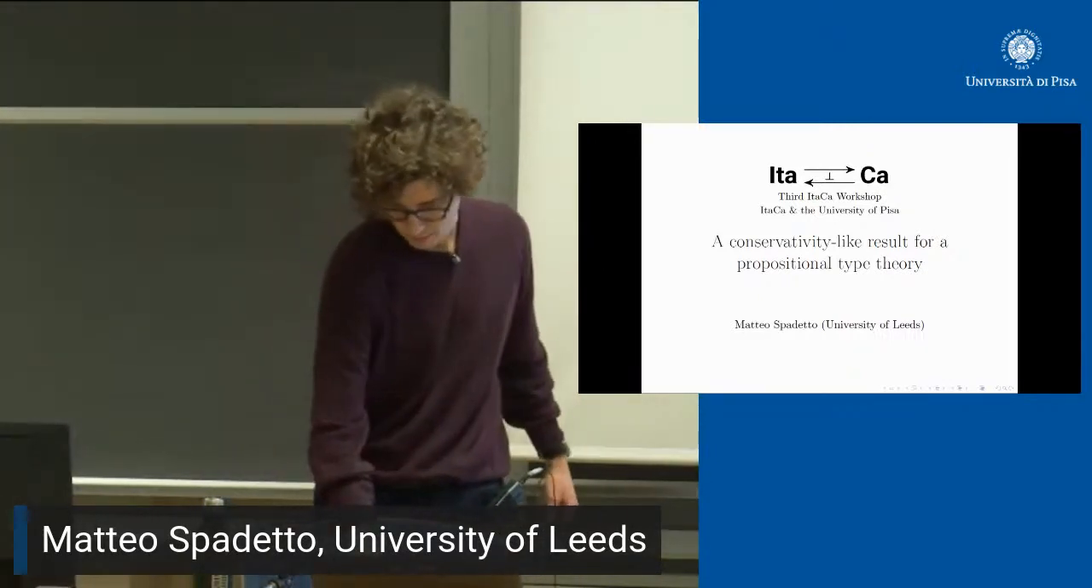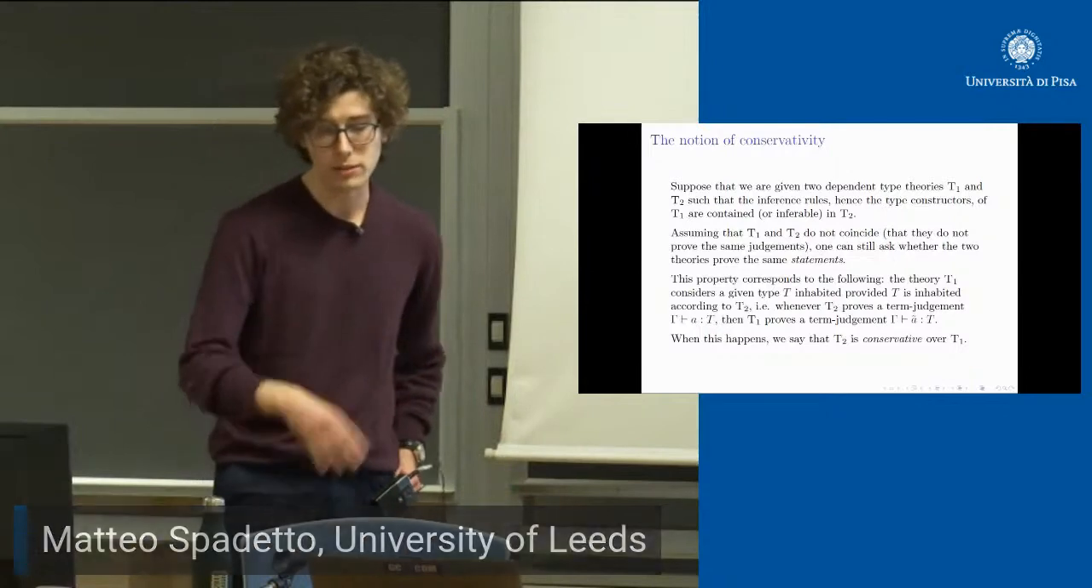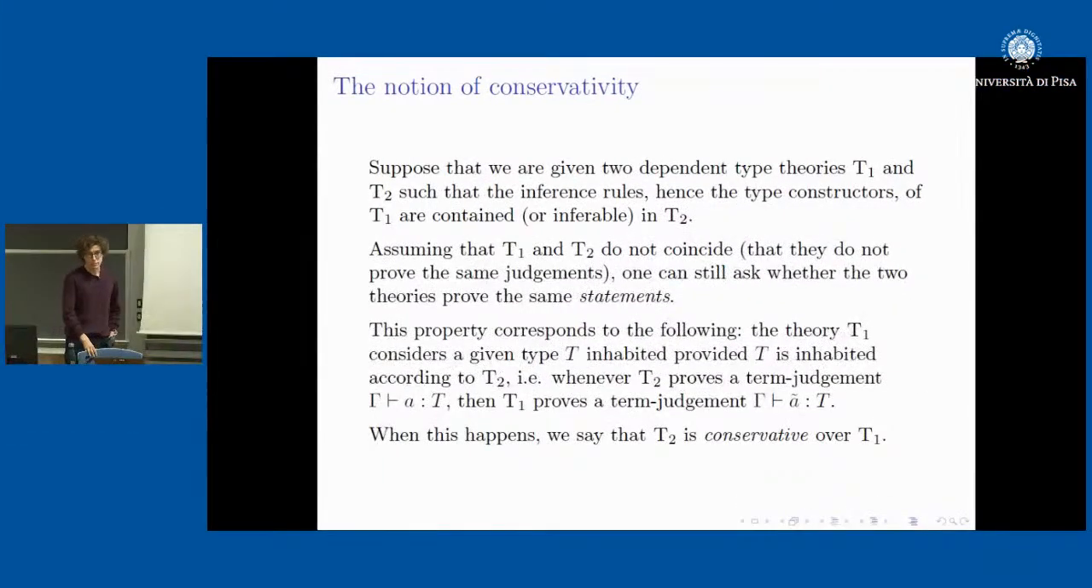So first thing to do, let us recall what conservativity is, at least in the framework of dependent type theories. Suppose that we are given two dependent type theories, T1 and T2. Let us assume that the rules of T1, the inference rules and type constructors, are contained in T2. But let us assume that they do not coincide, so that there are actually some judgments that T2 infers and that T1 is not able to prove.